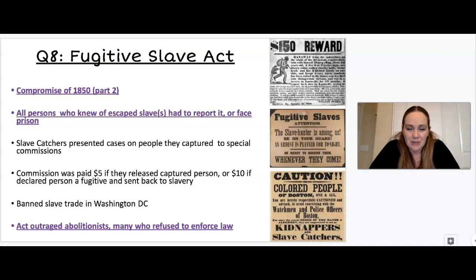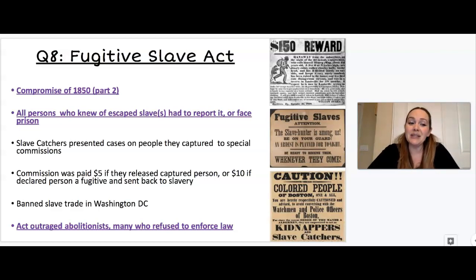Okay, here's the deal with the commissions, guys. Get this. This is super twisted. Not cool. All right, the commission was paid $5 if they chose to release the captured person. You know what, slave catcher? I don't think you have enough evidence. We can't tell if this person's really an escaped slave. We're going to let them go. Sir, ma'am, you can be on your way. Peace out. You got $5 if you did that.